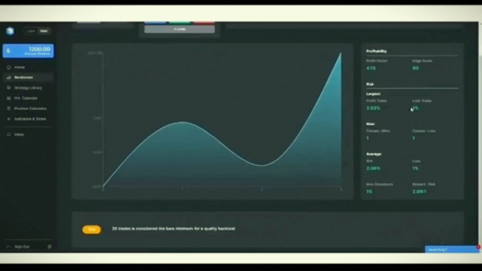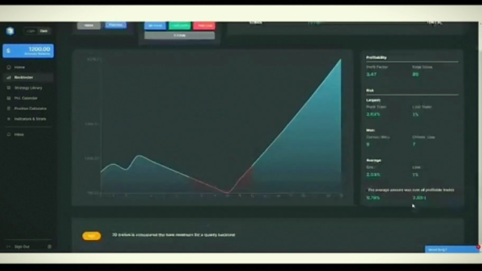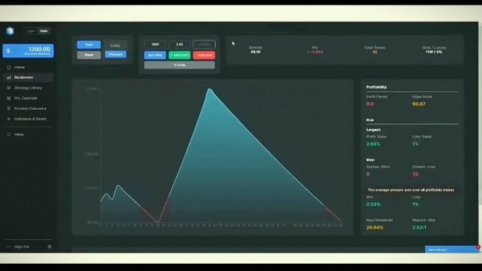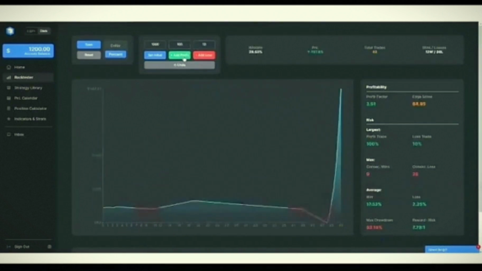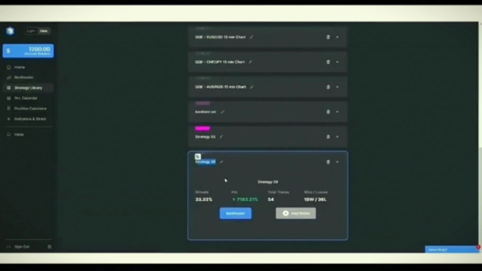Once we're done with the backtesting, Trader Edge will provide us with a detailed matrix, including important information such as win rate, maximum drawdown, and profit results. It also allows us to save the data and add more backtests, which will all be stored in the strategy library.